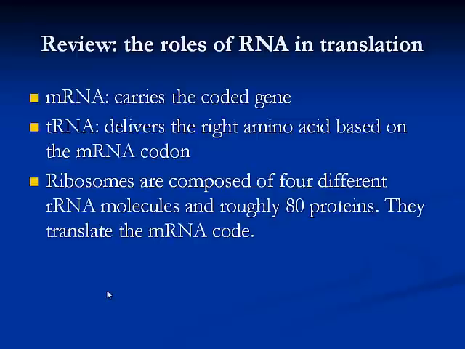And thirdly, ribosomes are composed of 4 different rRNA molecules and roughly 80 proteins. They translate the mRNA code. So you have 4 different ribosomal RNAs and 80 proteins that come together to form the small and large subunits of the ribosome. And that is it.